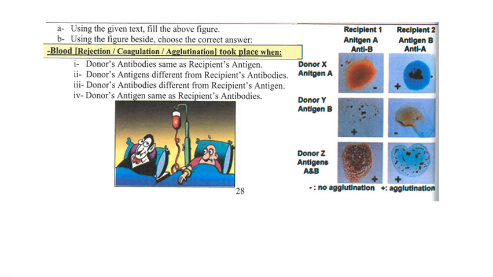Using the figure beside, choose the correct answer. Blood rejection or coagulation or agglutination took place when donor's antibody same as recipient antigen. No, we have to look at donor's antigen and at the recipient antibodies. If they are the same, then we will have agglutination. So the first answer is incorrect. Donor's antigen different from recipient antibodies, incorrect. Donor's antibodies different from recipient antigen, incorrect. Donor's antigen same as recipient antibodies, true. Here we will have agglutination.